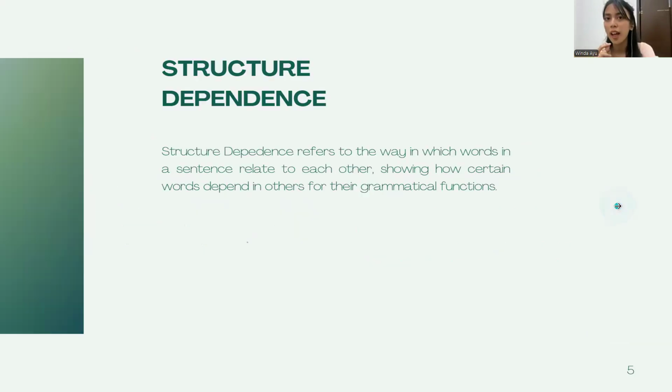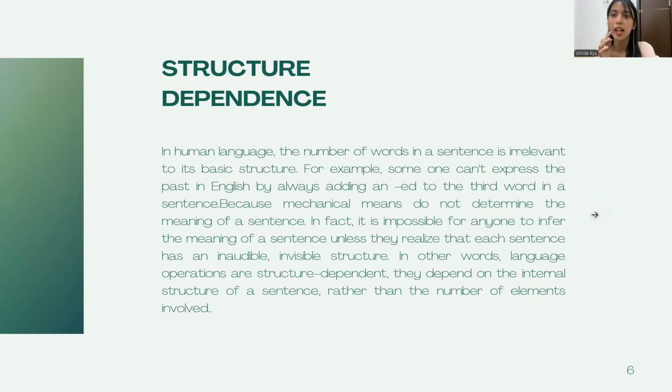Next, structure dependence. Structure dependence refers to the way in which words in a sentence relate to each other, showing how certain words depend on others for their grammatical function. In human language, the number of words in a sentence is irrelevant to its basic structure.